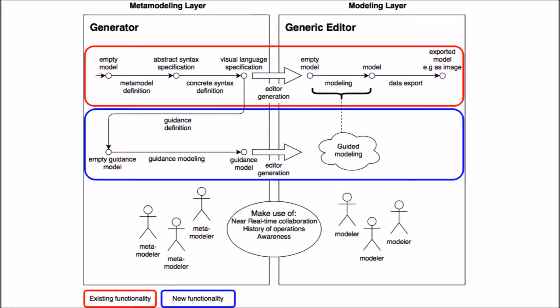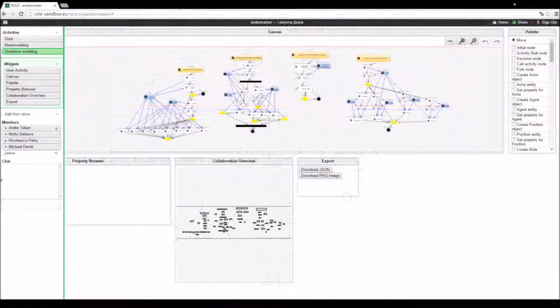Behind the scenes, the system makes use of a guidance model to determine modeling guidance. In SyncMeta, meta modelers define modeling languages in terms of meta models. This meta model is then used to generate an editor instance for the defined language. The assistant system extends the meta modeling editor of SyncMeta by a guidance model editor, which can be used by the meta modelers to define modeling guidance for the language. The defined guidance is then used in the generated modeling editors to provide guidance to modelers.